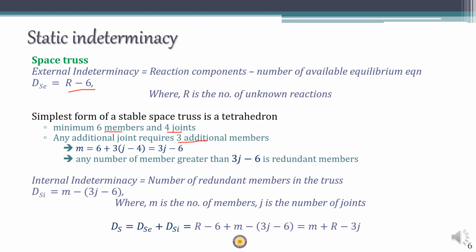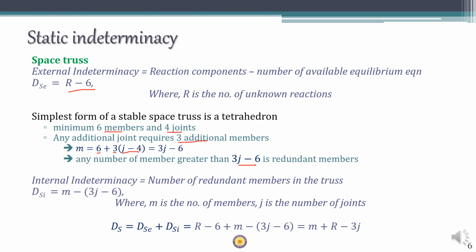So in that case, the number of members in a perfect space truss can be calculated as m is equal to 6, the minimum number of members required, plus for every additional joint, which is joints exceeding 4, j minus 4, we require 3 members, so 3 into j minus 4. So calculating that, we have m is equal to 3j minus 6. So any number of members greater than 3j minus 6 is called a redundant member in the case of a space truss, and that is nothing but internal indeterminacy. So internal indeterminacy can be expressed as m minus (3j minus 6).